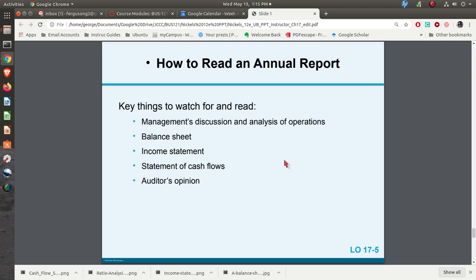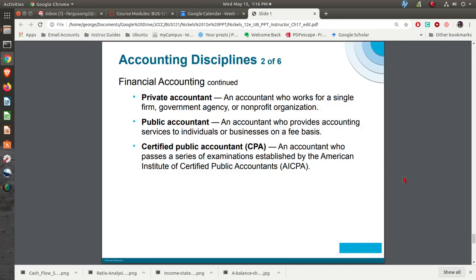Learning to read the annual report can be very beneficial. The reason is it's going to give you a lot of information. And if you learn how to analyze these financial statements, it's going to tell a story. The numbers will tell a story as far as what's actually happening with that business. In accounting, you have private and public accountants. A private accountant is somebody who works for an organization and they're doing the accounting. A public accountant is somebody who actually works for an accounting firm and they do the accounting for multiple companies.